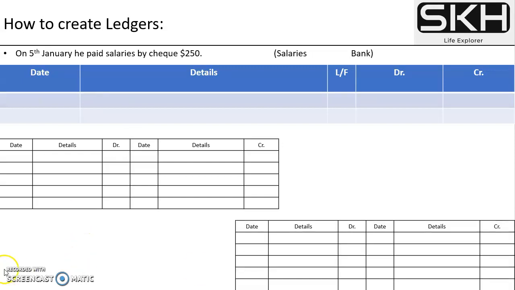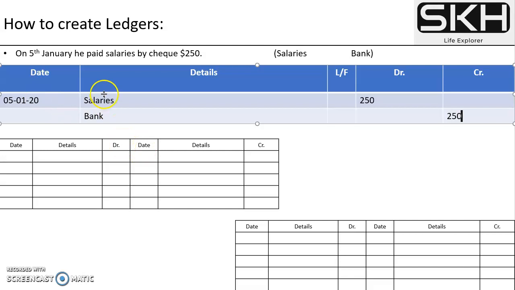Another transaction, on 5th January, he paid salaries by check. So salaries we are paying. Salaries are our expenses. So I'll just write the date here, 5th January 2020. The salaries account is debit because expenses are always debit, 250. And as we are paying by check, the bank account will be credit.